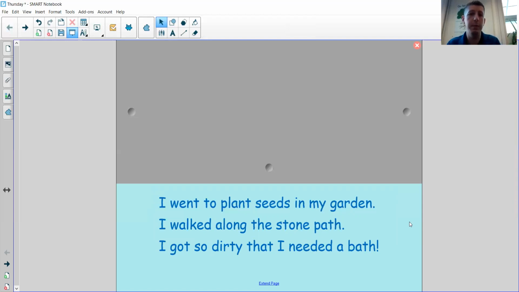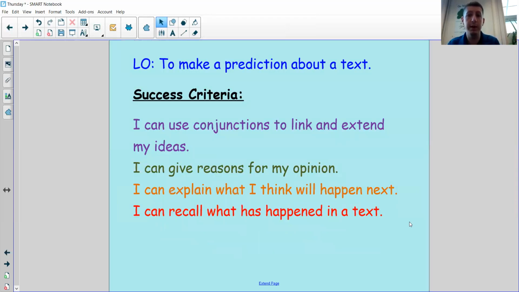Okay, now moving on to the main part of today's lesson, we are going to be making a prediction about a text. Now, we talked about predictions before. A prediction is pretty much like a guess, but we use what we already know to help us to make a good guess. So it's not just a random guess, it's a prediction about what might happen. So to be successful, we're going to see if we can recall what's happened in a text. We're going to see if we can explain what we think will happen next. We're going to give reasons for our opinion, and we'll see if we can link and extend our ideas.